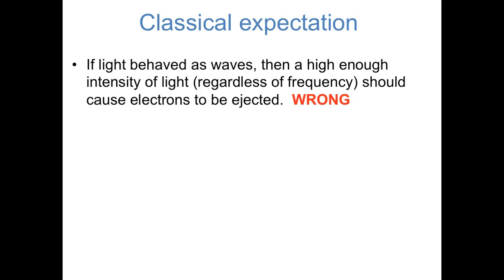It turns out that this is another phenomenon that goes against what would have been expected in classical physics. If light actually behaved as waves, as it was believed in the late 1800s, then a high enough intensity of light, regardless of the frequency, should be enough to cause electrons to be ejected. In other words, if we shine red light at a surface and no electrons are ejected, you would expect, based on classical physics, that if we just shine more intense red light that had more total energy, it would cause electrons to be ejected. But as we've seen in the photoelectric effect, that's actually not what happens. No matter how bright the red light is, nothing happens. No electrons are ejected.